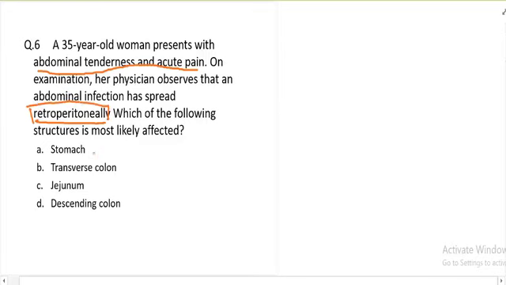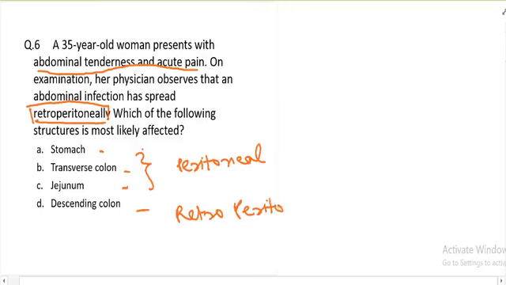Now we know that stomach is having peritoneal membrane, that is omentum. Transverse colon, transverse mesocolon is present, okay, and for jejunum mesentery is there. These three are covered by peritoneum, so these are peritoneal structures. Only option which is retroperitoneal is descending colon, so the answer will be descending colon.